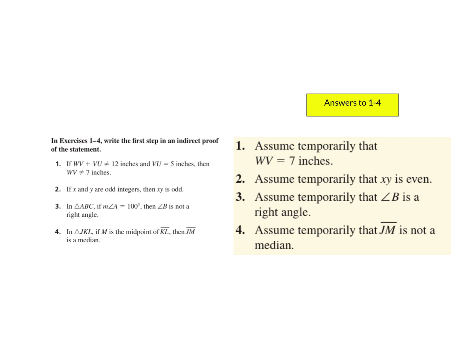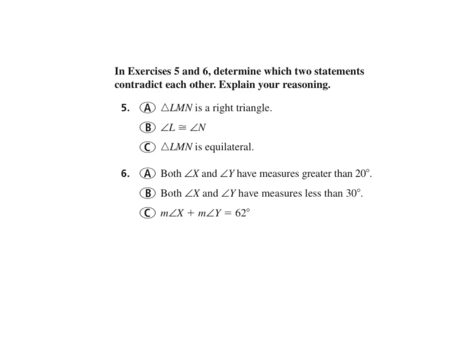All right, let's go on to number 5 and 6. Determine which two statements contradict each other. Triangle LMN is a right triangle. All right, so let's just draw LMN. Don't put your letters up there yet. It says angle L and angle N are congruent. Okay, that's a possibility. You'd have 90 here and 45 and 45 there. So L and N. So there's a right triangle where L and N are congruent. But then it says triangle LMN is equilateral. Well, that can't be the case if it's a right triangle.